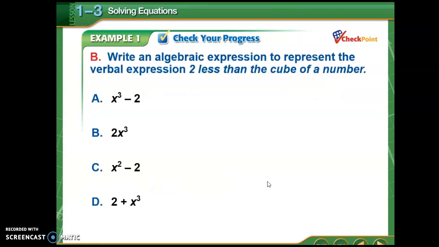Another example. 2 less than the cube of a number. Cube means 3, so our best answer here is going to be x to the third minus 2.